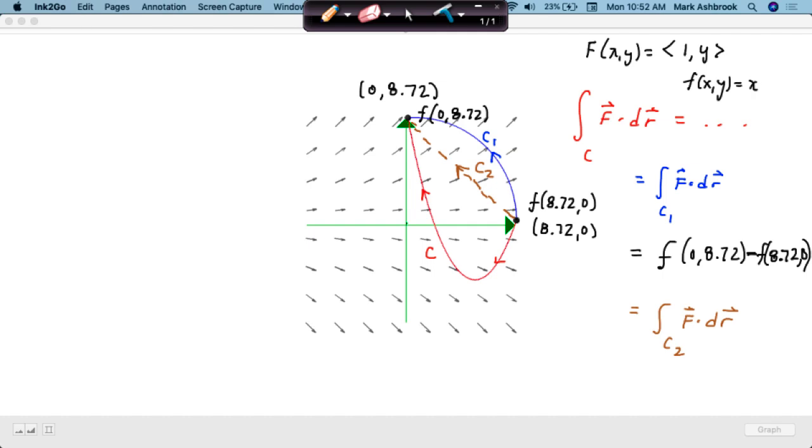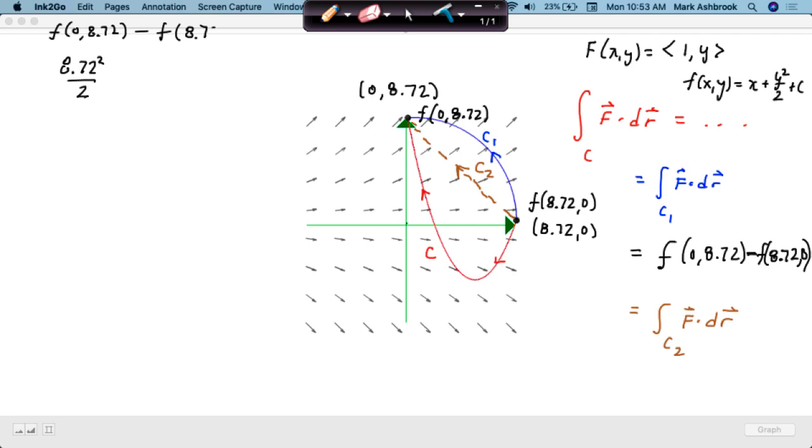x plus y squared over 2 plus c, any constant. Check it. Partial with respect to x is 1. Partial with respect to y is y. Got it. Therefore, line integral equals, which would be 8.72 squared divided by 2, that would be our f of (0, 8.72), and then minus f of (8.72, 0).